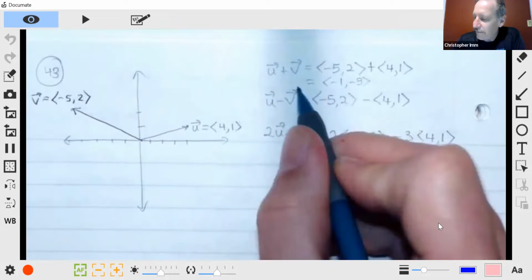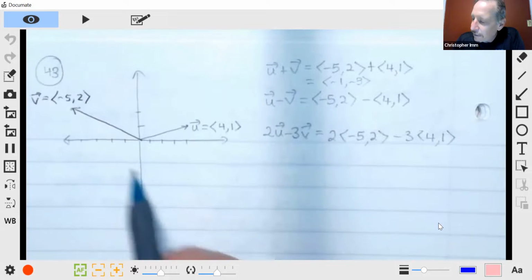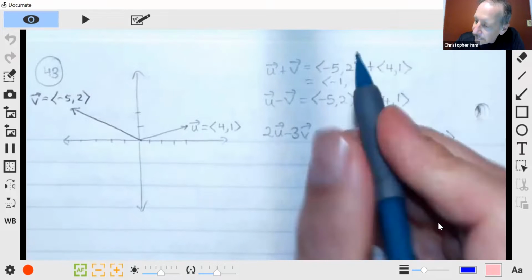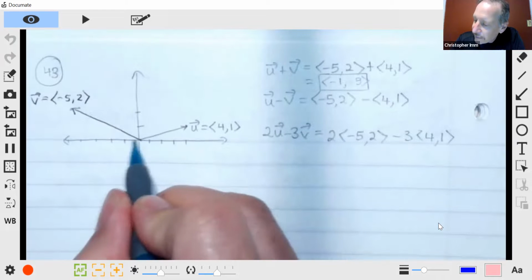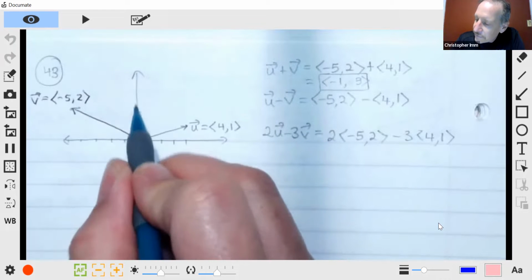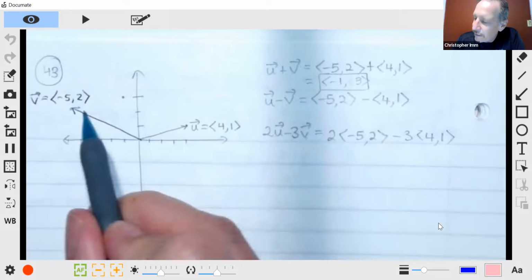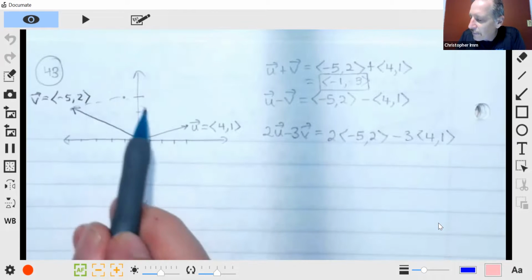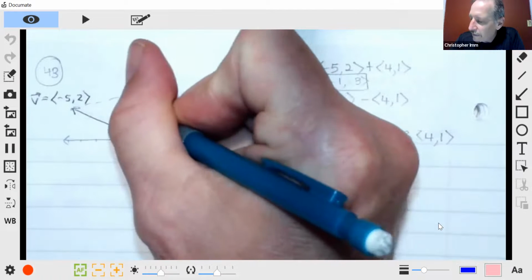So if I added those 2 together, my result should be -1, comma, +3. And you can sort of see that. So -1, up 1, 2, 3 should be like this. If I made the parallelogram, okay, there would be my opposite side of u. There would be my opposite side of v. Yeah. So that would be my u plus v.